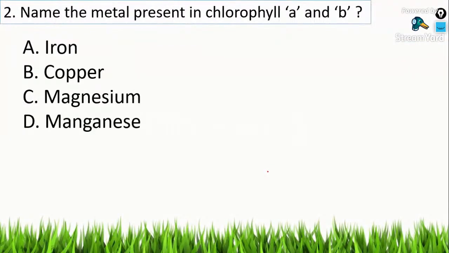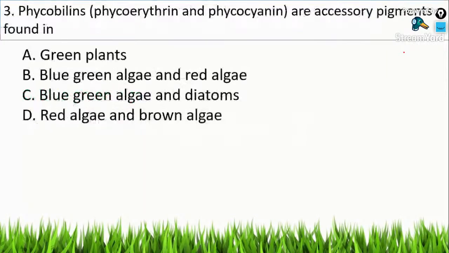Question number 2. Name the metal present in chlorophyll A as well as chlorophyll B. Easy question. Tell me whether it is iron, copper, magnesium or manganese. Oh my god, guys, you are taking a lot of time. Yes, absolutely. The correct answer for the question is option C, magnesium. Magnesium is the metal present in chlorophyll A and chlorophyll B.